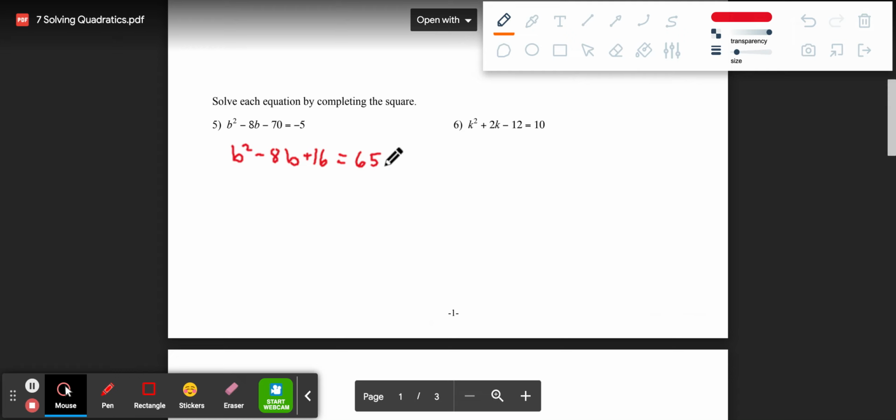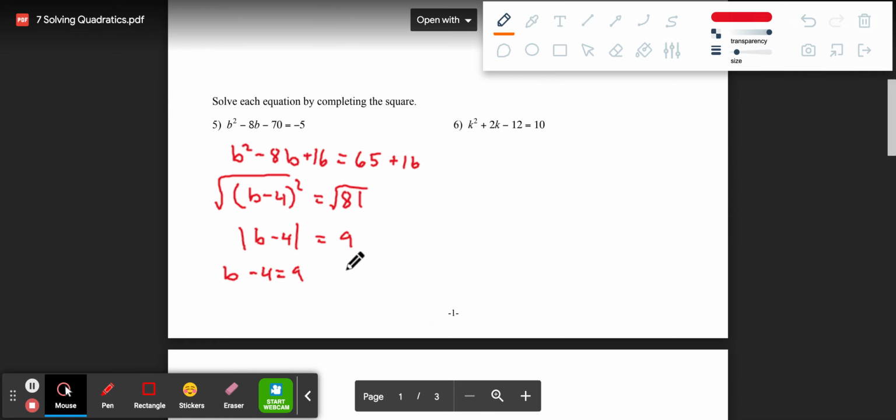If we think about it, we can't just add 16 to an equation without adding 16 to the other side. Make sure you do that. That balances the equation. We have forced a perfect square right here, and I'm seeing (b minus 4) squared is equal to 81. That's really good news, because now when I square root both sides to solve this, I get the absolute value of b minus 4 is equal to 9. Split this up into its two equations: b minus 4 is equal to 9, and b minus 4 is equal to negative 9.